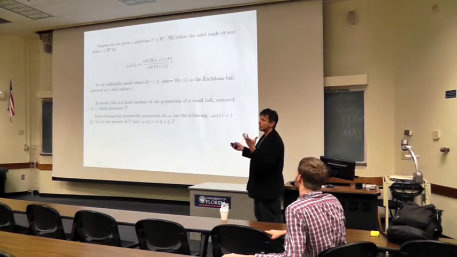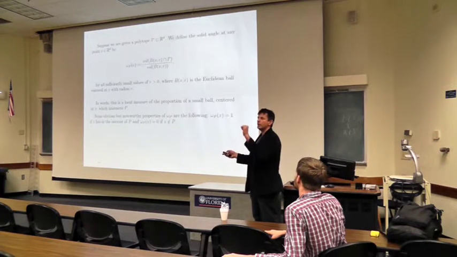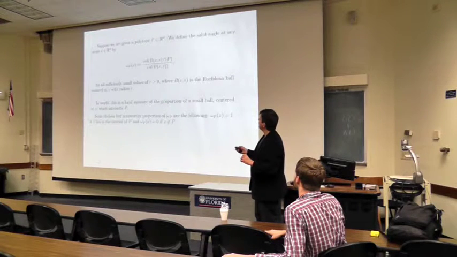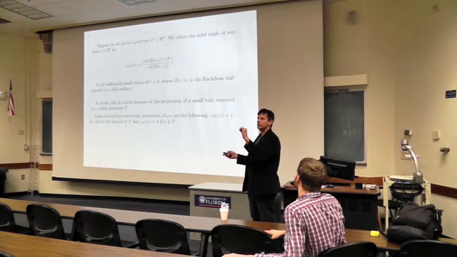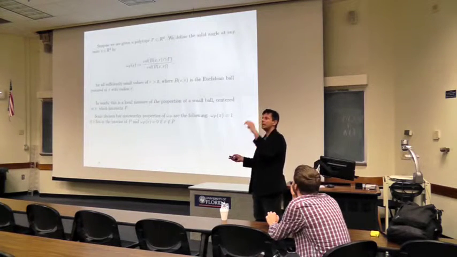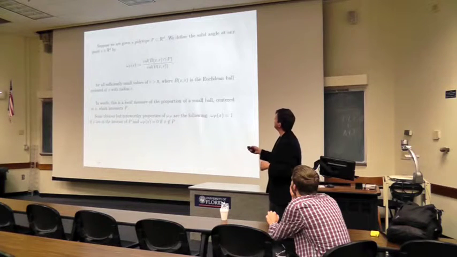The proportion is called the solid angle at x. This is a local object, and then you move the sphere around and you sum all these proportions. If r is small enough, then when a sphere is centered at a point inside the polytope, the proportion is 1. Outside it's 0, and on the boundary it's some fraction between 0 and 1. So you get some interesting discrete volume.